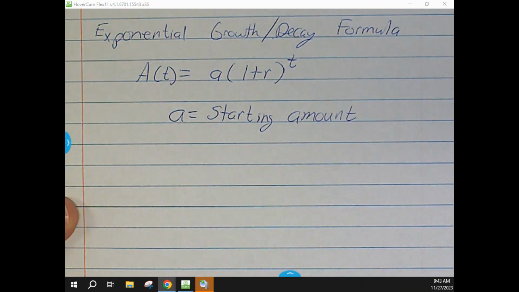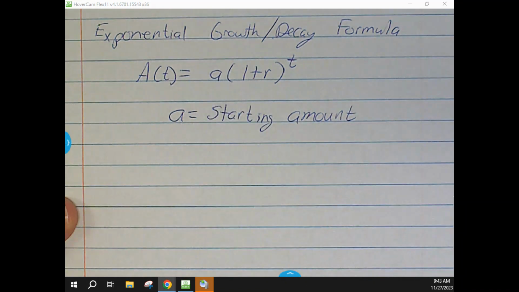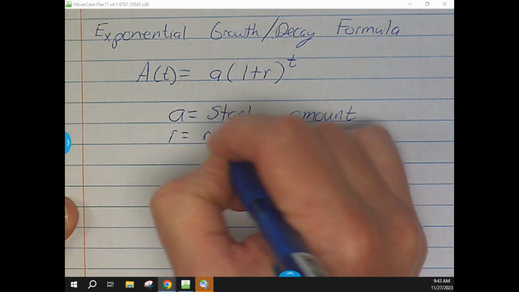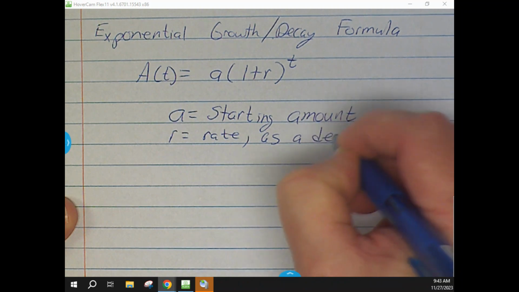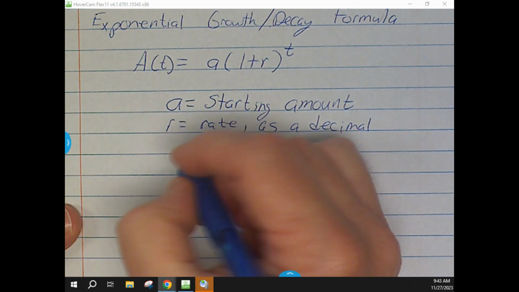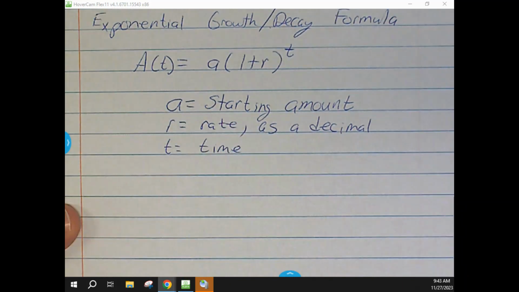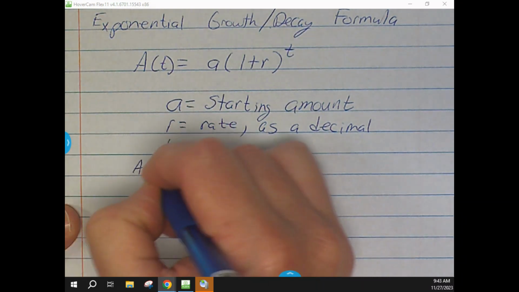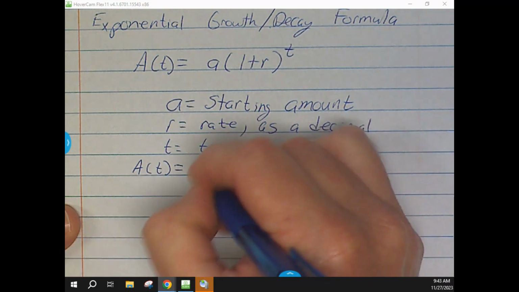Okay, so the lowercase a in this case, which is this one that's here, that's your starting amount. R, which is pretty universal, that's your rate. The one thing is you have to change it to a decimal, because a lot of times you're going to get it in percent. You've got to rewrite it as a decimal. T is time, pretty standard on that one. And then the capital A of T is the amount after T time.